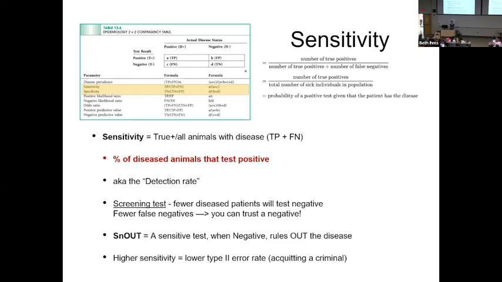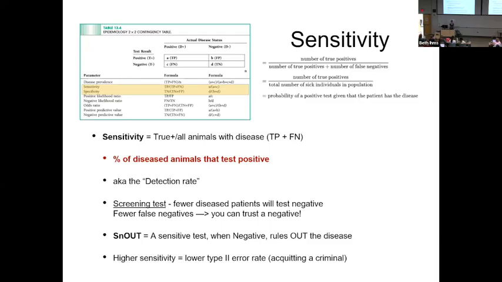The sensitivity of that test is the true positives divided by all the animals that have the disease, which is the true positives and the false negatives. If that makes sense. Okay. So basically this is the percentage of animals with actual disease that test positive. This is also known as the detection rate. I'm using this for screening things. I don't want to miss any positive results. I don't want false negatives. So with a sensitive test, I can trust a negative result. Does that make sense?